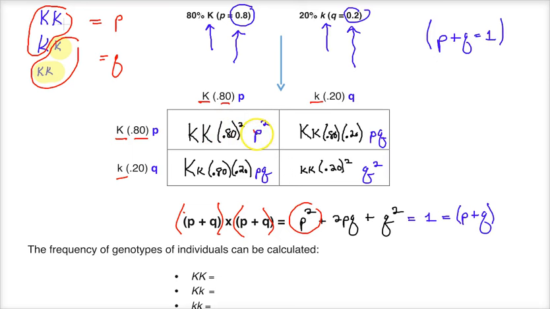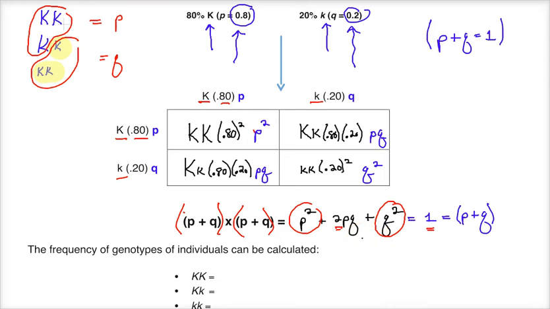To get the individuals that are homozygous dominant, we would square the p value. To get the individuals that are homozygous recessive, we square the q value. And the rest of the individuals that are heterozygous, we put here, notice the 2 here, because there are two of them. And it would have to equal 1, and we showed that.